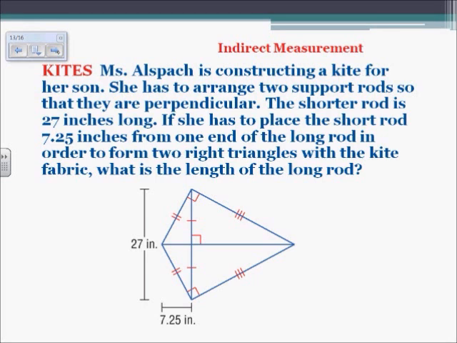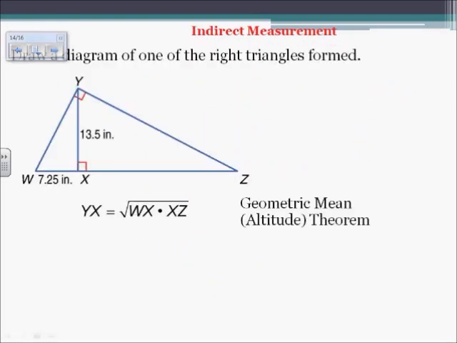So if we take a look at the picture given to us, the information is 27 inches long and 7.25 inches for the short rod. How long does the long rod need to be? If we take a look at just one of these triangles, we should be able to solve the whole problem then. Let's do that. If we draw a diagram of one of the right triangles formed, and we list the things that we know, WX then is 7.25 inches, and half the length of the kite is 13.5 inches for XY.